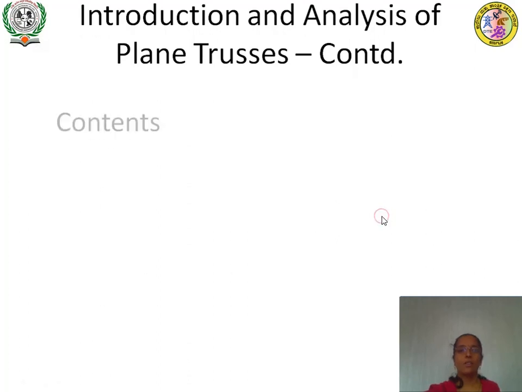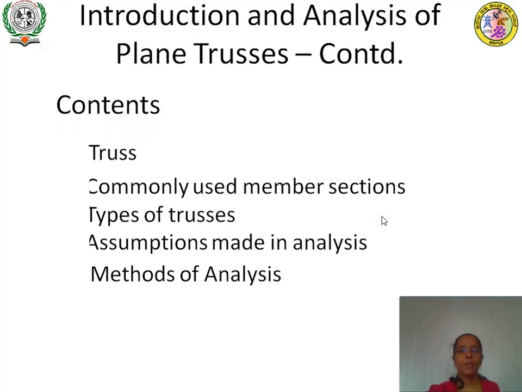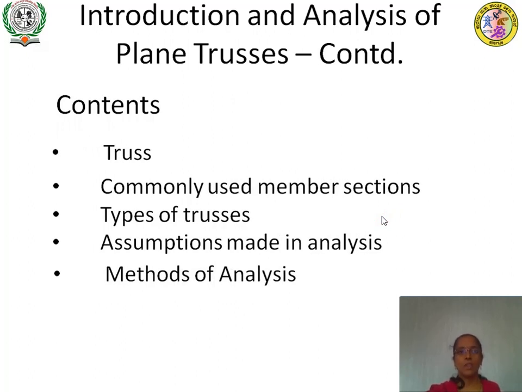In the last session we discussed the kinematic indeterminacies of structural systems, that is, how to find whether the given structure is kinematically determinate or indeterminate, and also how to find the degree of kinematic indeterminacy, including the degrees of freedom.